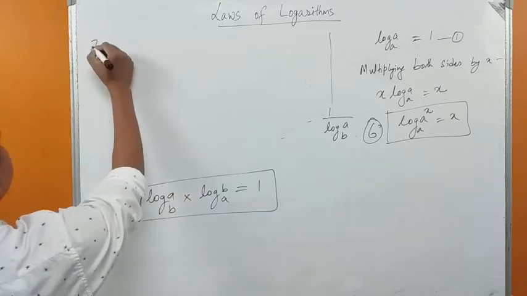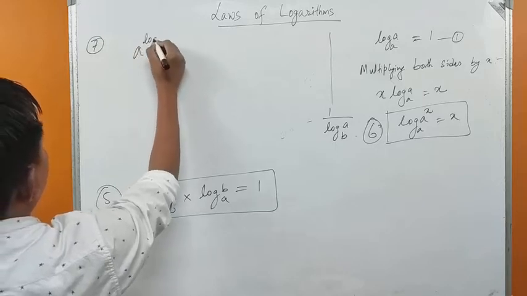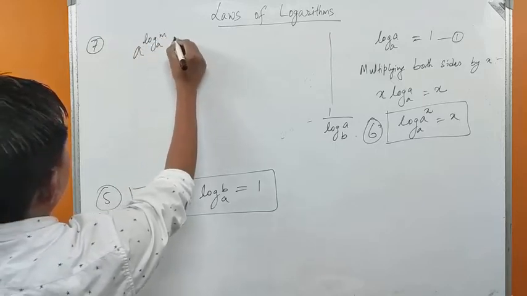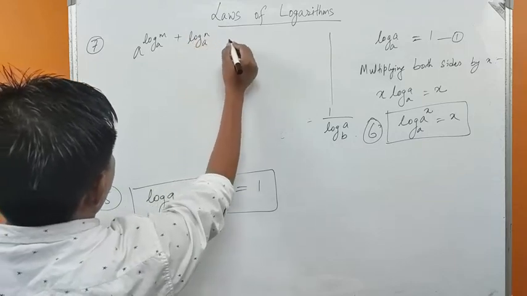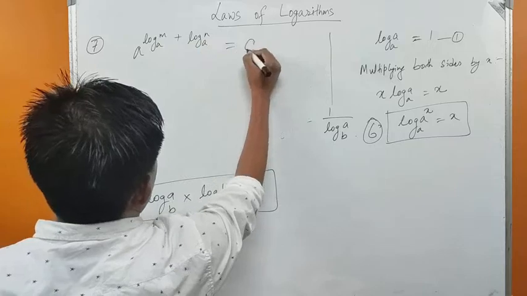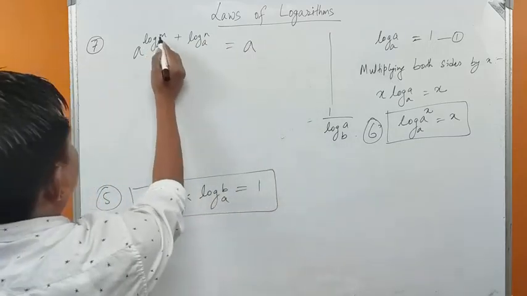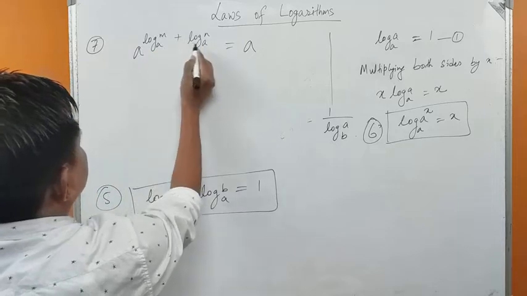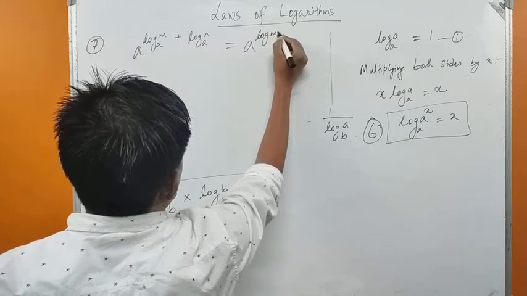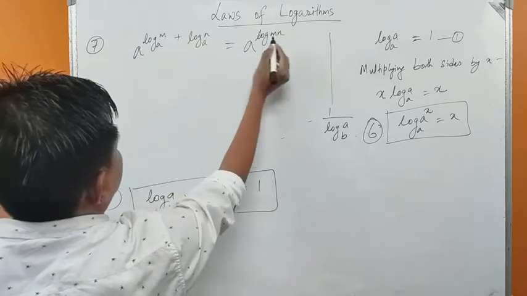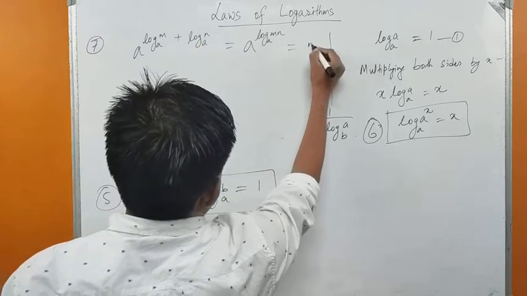Rule number 7. Suppose we have a to the power log m to the base a plus log n to the base a, then we can write this as a to the power log m plus log n, same base a, isn't it? So we can write this as log m into n, because log m plus log n is log of m into n to the base a. So this gives us mn.